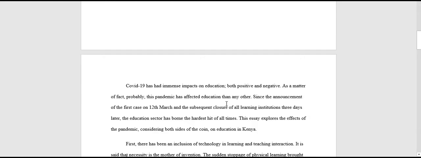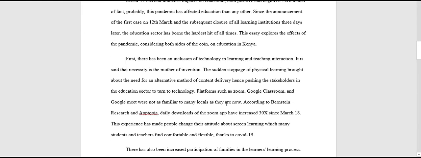Now, let's assume you're writing an essay with the title, The Impact of COVID-19 on Education in Kenya. Let us look at how what we have discussed can be put into practice when you have such a title. Now, we have said that the first thing that you must have in your essay is what we call the introduction, the first paragraph of your essay.